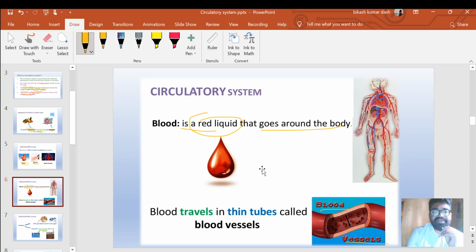The maximum content of the blood is composed of watery fluid, which is termed plasma. So plasma is the liquid portion of the blood. The main role of RBC is to help in the transportation of oxygen, the WBC helps in protecting our body from various types of diseases, and the platelets help in the clotting of the blood.